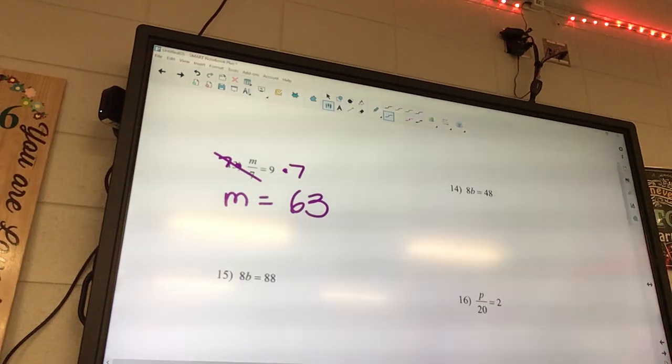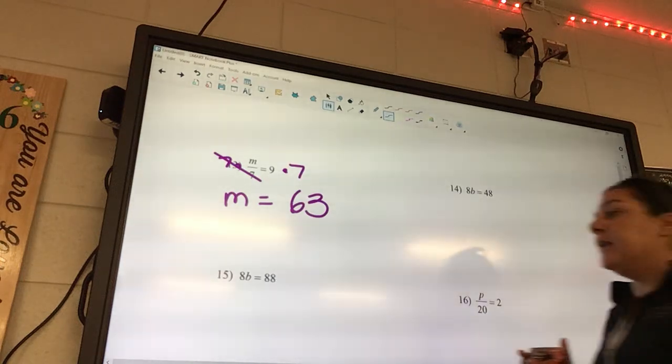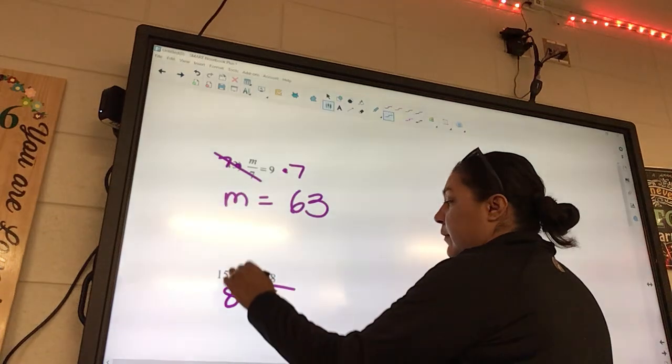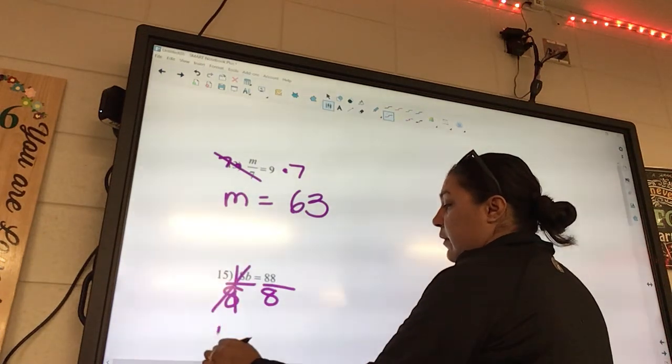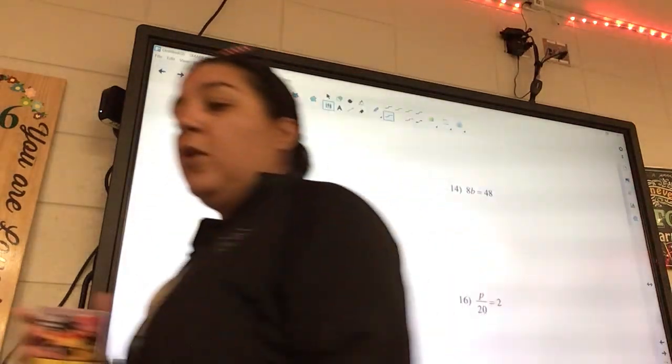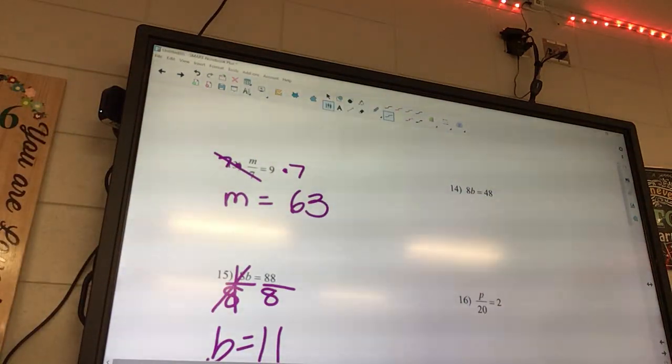Okay, what about 15? What needs done? Divide by 8. Would be B equals 11. B equals 11.